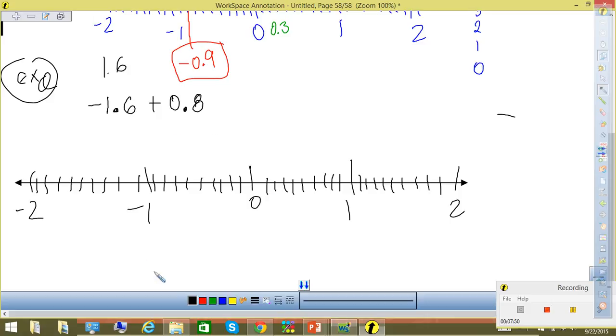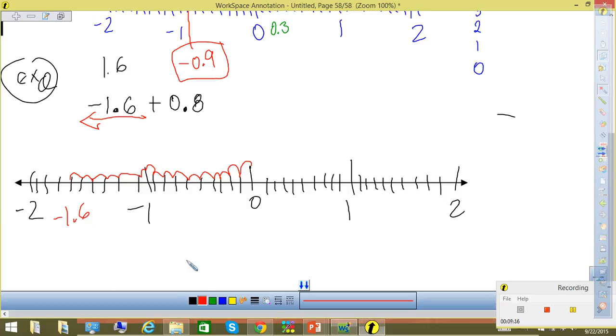All right. So let's see. What's my first number? 1.6 to the left. So we go 16 steps to the left. 1, 2, 3, 4, 5, 6, 7, 8, 10, 11, 12, 13, 14, 15, 16, and we land at negative 1.6. Are we there so far?